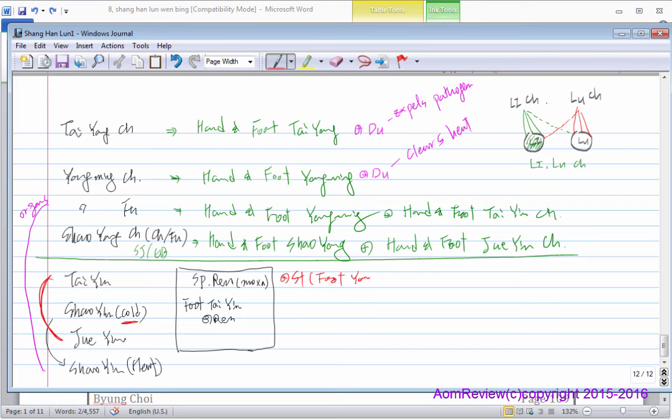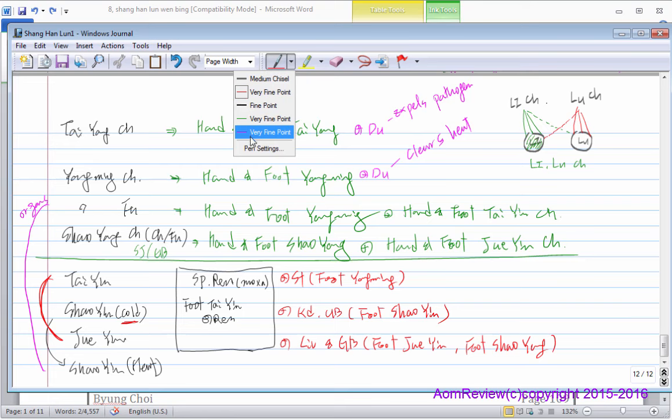And also this Shaoyin, this kidney too, kidney and UB. So this is foot Shaoyin. And also here are the liver and gallbladder, which means foot Jueyin and foot Shaoyang with gallbladder. But in the channel selection, it's not as simple as this. You have to modify it to something.